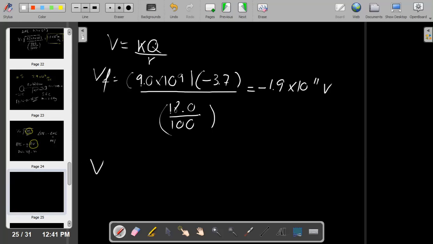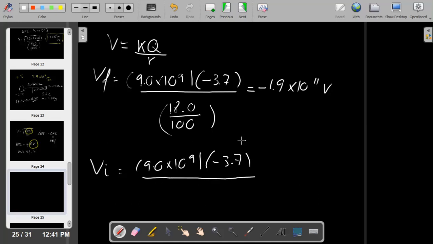We do the same thing for our initial electrical potential. 9.0 times 10 to the 9, multiplying our stationary charge, but now we divide this by our initial position, which was 42.0 centimeters. So again, divide by 100 to make it into meters. Put everything in your calculator, and if you do it right, try until you get it right, you need to find a number like this: minus 7.9 times 10 to the 10 volts.